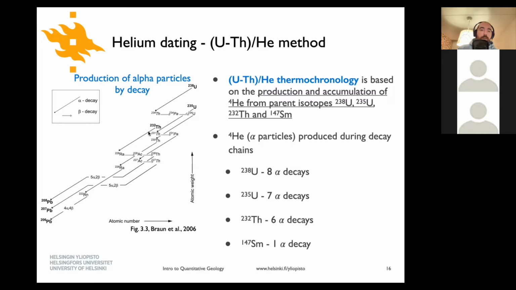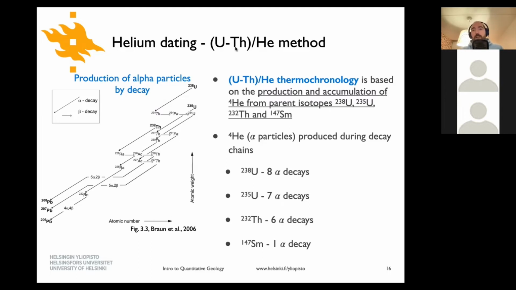Over here on the left, you've got a decay chain. This is the production of alpha particles by decay, and what you can see if you follow the little pathways here is that if you start with uranium-238, every time you have one of these diagonal lines like this, you produce an alpha particle, and if you follow along its pathway to its ultimate lead isotope where it ends up at the end, you'll see uranium-238 produces 8 alpha decays, uranium-235 7 alpha decays, thorium-232 is 6, and then samarium-147 is 1 alpha decay.